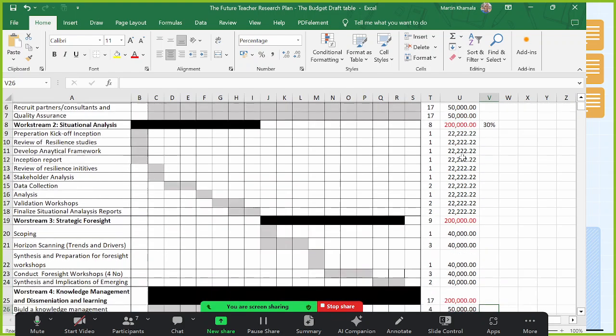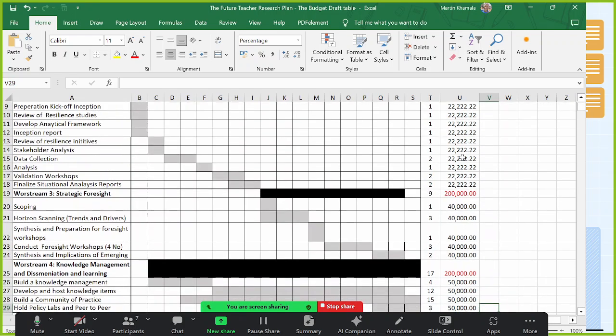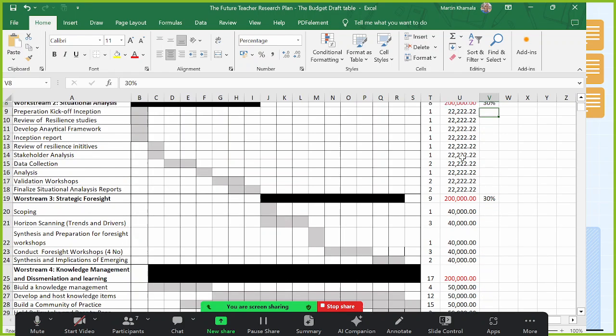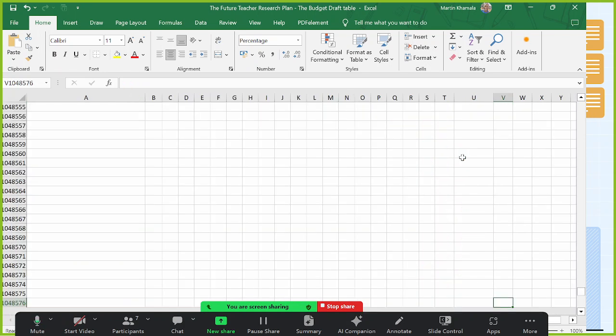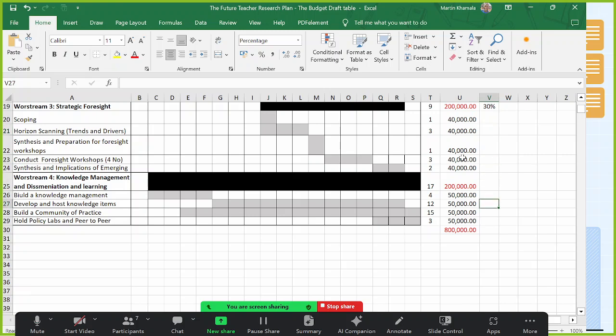So now we're on 45. Strategic foresight: scoping, horizontal scanning, synthesis and preparation of foresight workshops, conduct foresight workshops, and synthesis and implications for merging. The same amount, 30%. Okay, so now we're on 75. Now comes knowledge management and dissemination. Yeah, we're left with 25%. Just place it there. Okay, 25%.